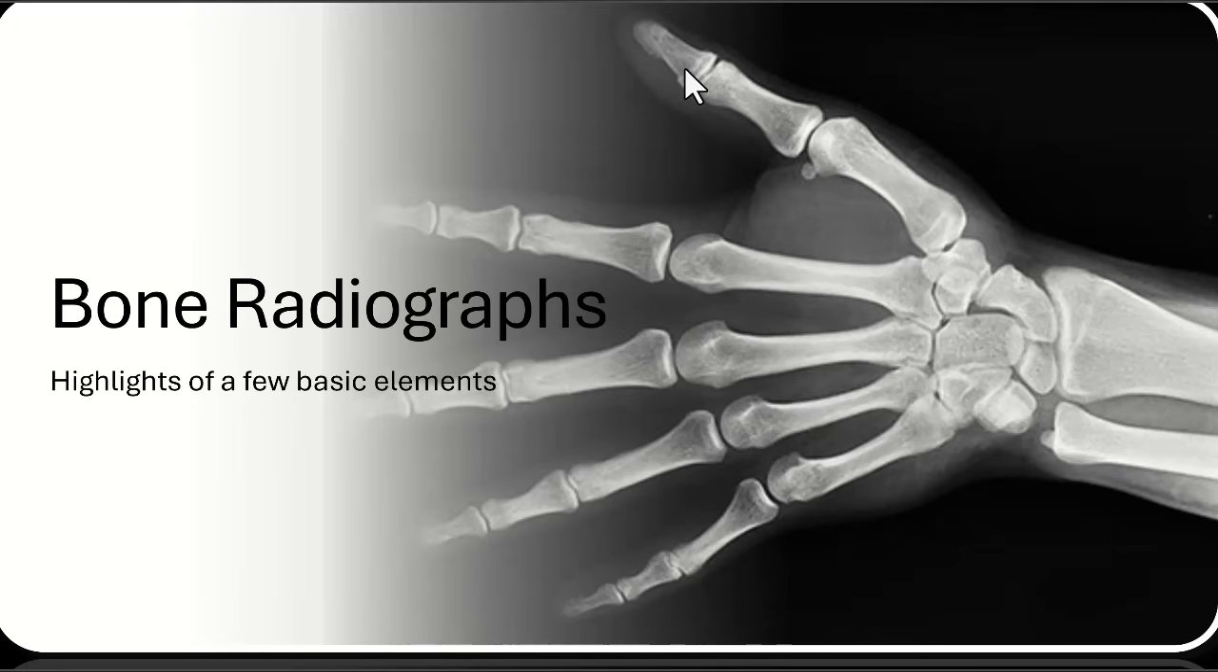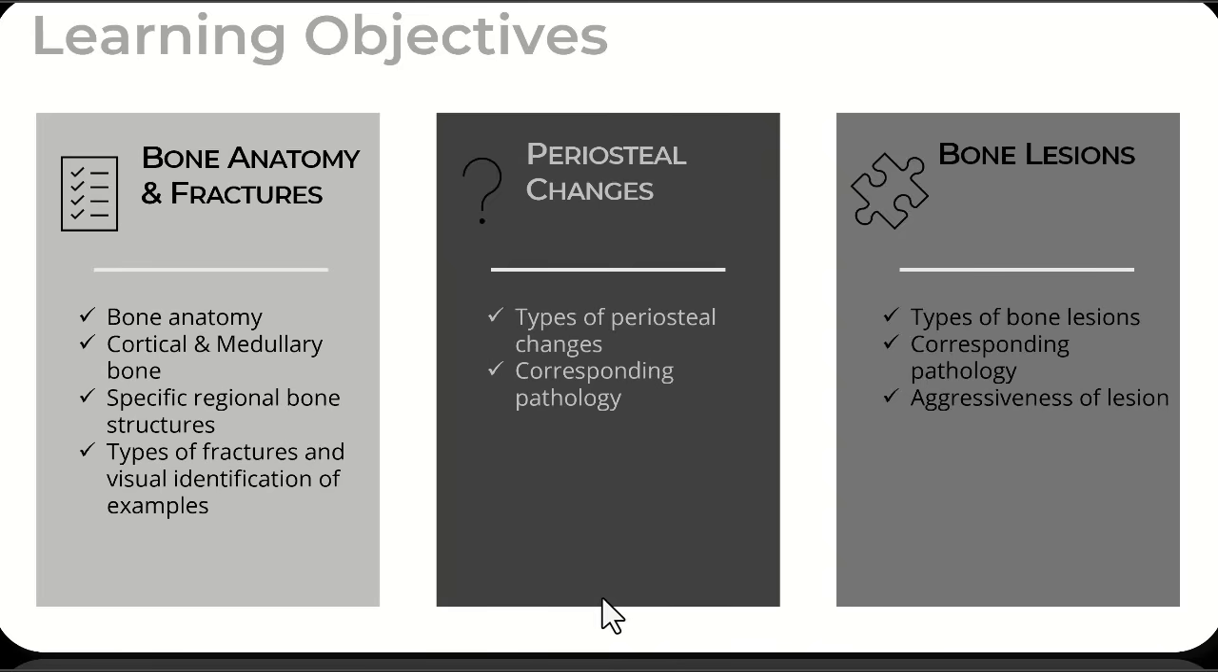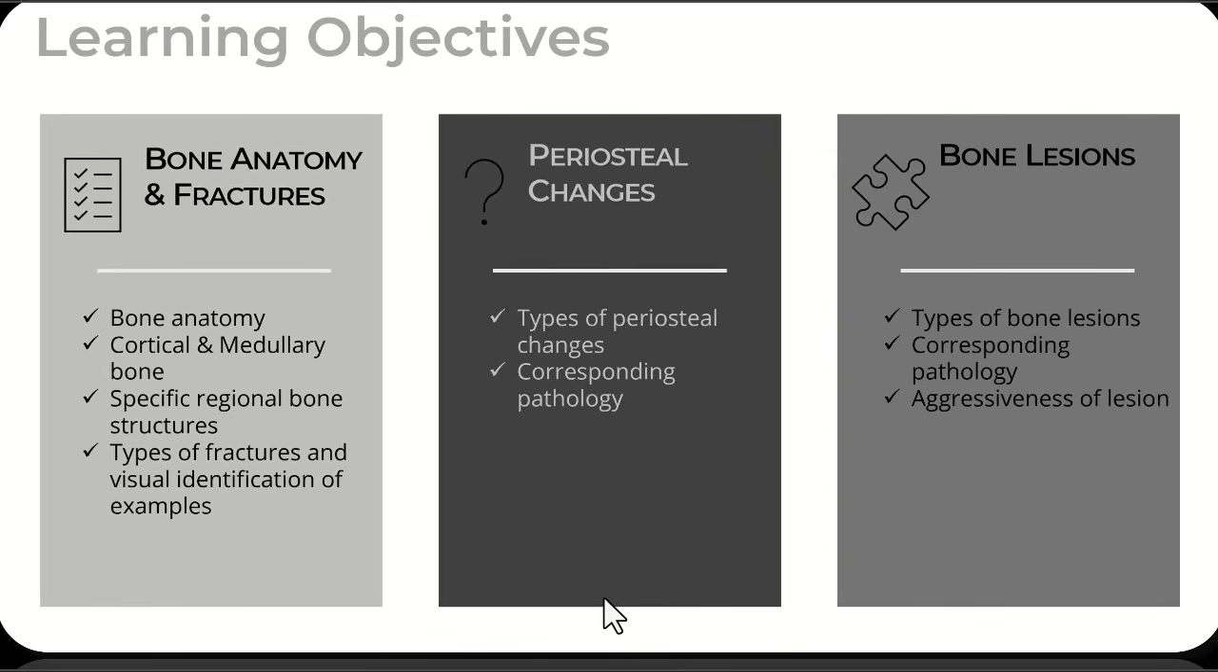Okay, we're going to go through some bone radiographs and highlight just a few basic things. These are our learning objectives: looking at basic bone anatomy, cortical versus medullary bone, the specific regional bone structures that you should know from your first year, and the different types of fractures and how we would visually identify them. We're going to talk about periosteal changes as well as some bone lesions.